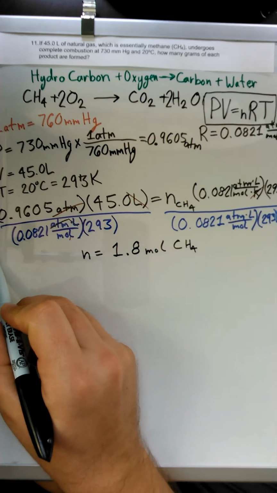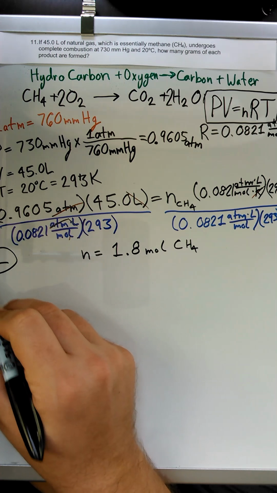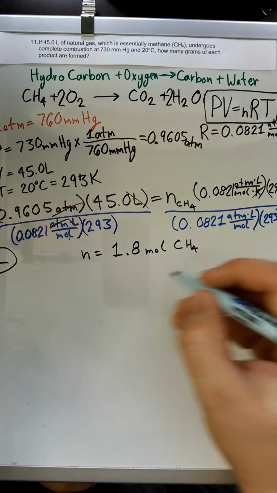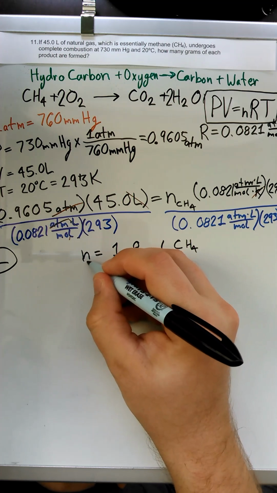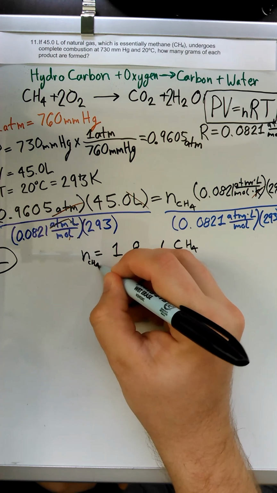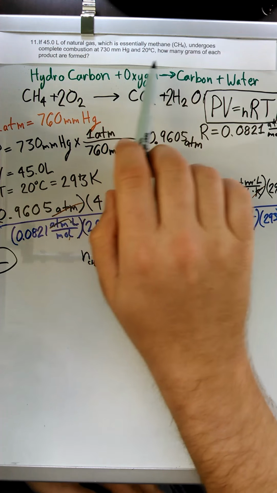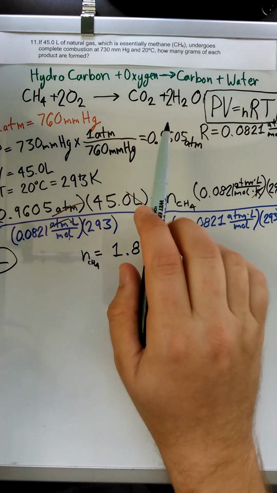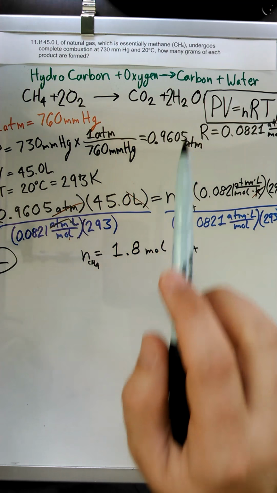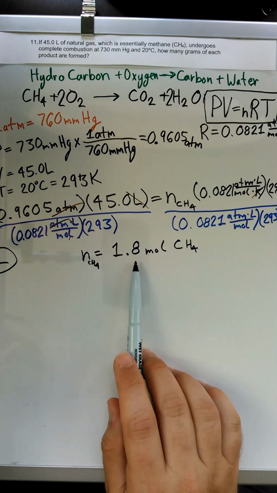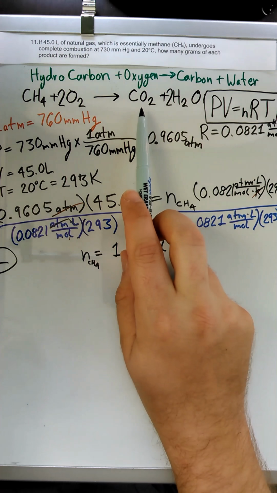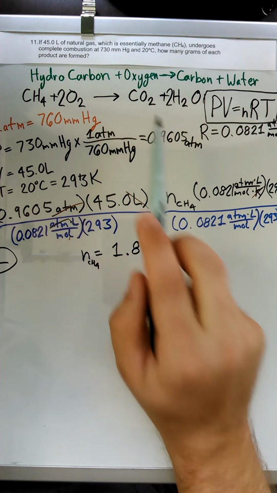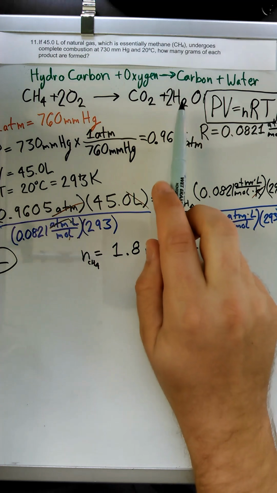So this is step number 1, calculating the number of moles of the methane. The question asks how many grams of each product are formed. So here's where the stoichiometry comes into play. We're going to take our moles of methane and convert that first to moles of carbon dioxide and then to mass of carbon dioxide. And then we'll repeat those steps for the water.